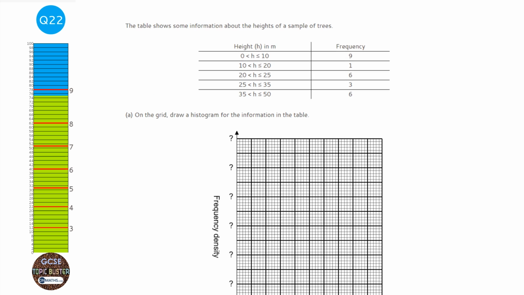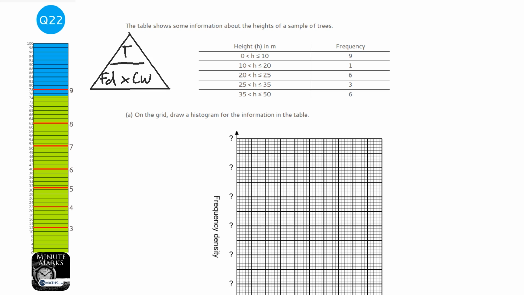The place to start with this question is just understanding that there is a triangle, and you might not know that there is a triangle for this, because you might be taught it in a slightly different way. But if you were to draw a triangle for us, frequency density and class width were at the bottom, and frequency at the top.